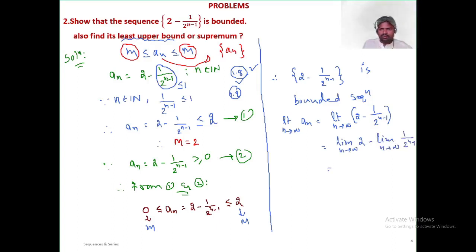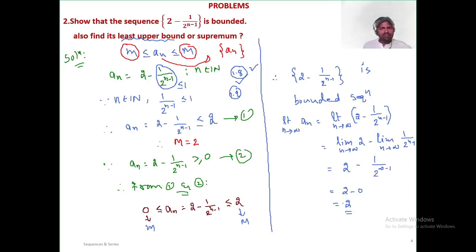Now limit n tends to infinity of 2 is 2 itself, that's it, because there is no n here, minus limit n tends to infinity of 1 upon 2 raised infinity minus 1, which is 2 minus 0, which is 2. So the sequence is converging to 2. Now can I say that this is the least upper bound?